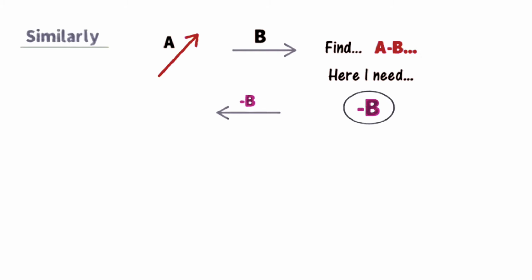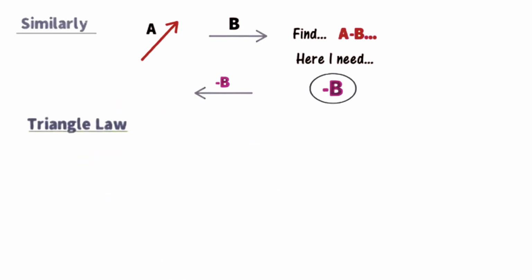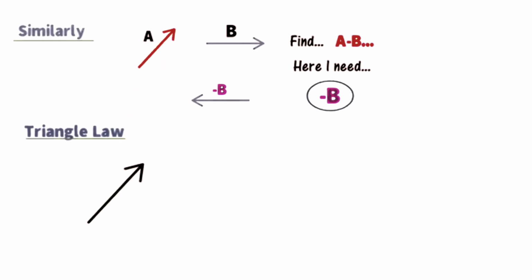Now here, first of all, I will find the subtraction of a minus b by using the triangle law. First, I will take the vector a, and then I will take the negative of b, the negative vector of b, and that is in this direction. And I will join the tail of the vector b with the head of the vector a.